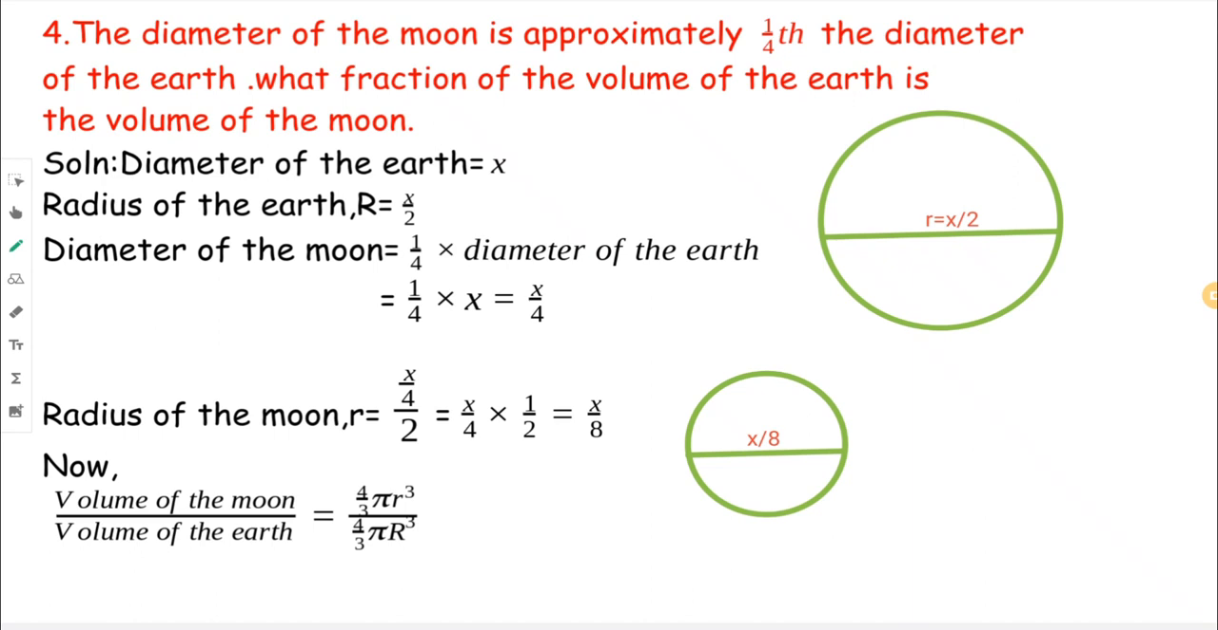The diameter of the moon is approximately 1/4 the diameter of the earth. What fraction of volume of the earth is to the volume of the moon? That means we just have to divide them. All right, so I'm taking the diameter of the earth to be equal to x. This is earth and then this is the moon.